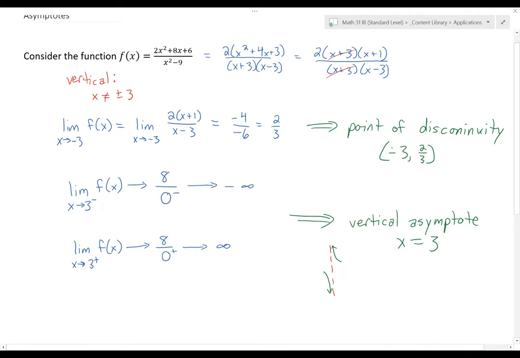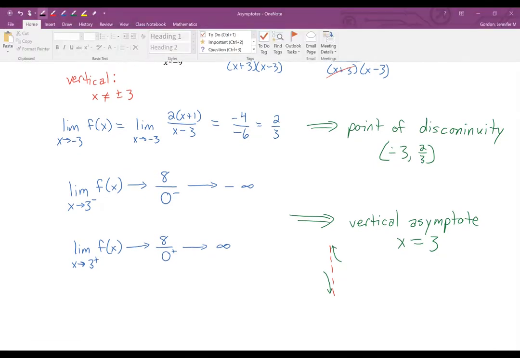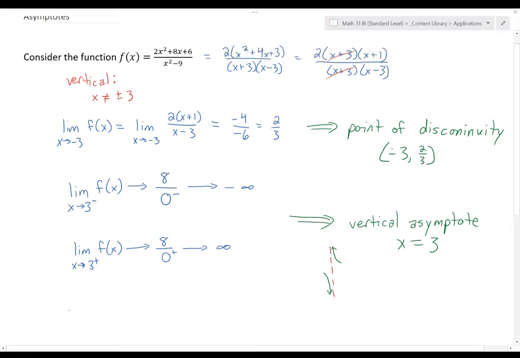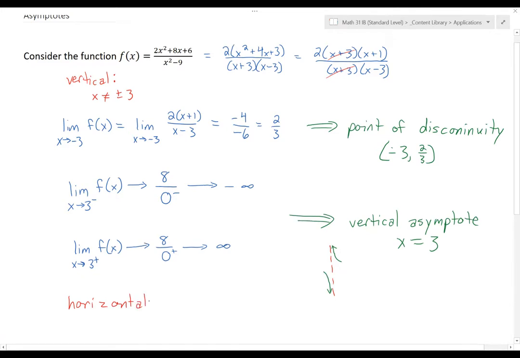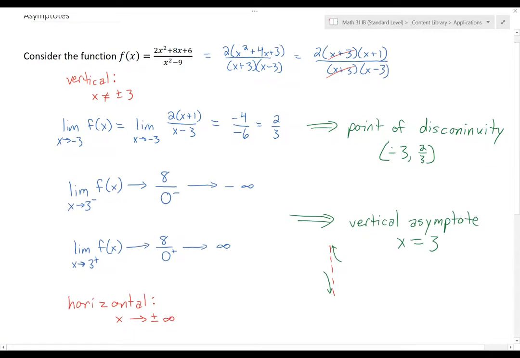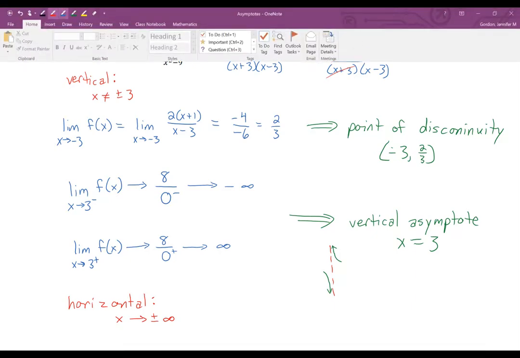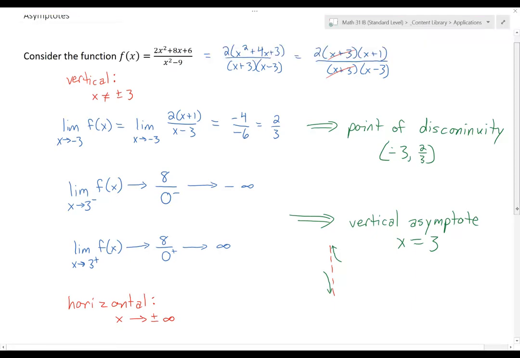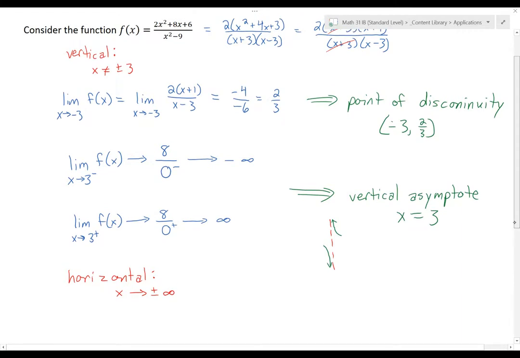Now, horizontal asymptotes are about what happens as x approaches positive or negative infinity. So for horizontal asymptotes, we have to consider the limit of this function as x approaches positive and/or negative infinity. So for that, I look at the form of the function where I've divided out the highest power of x. Now, in this case, the highest power of x is x squared.